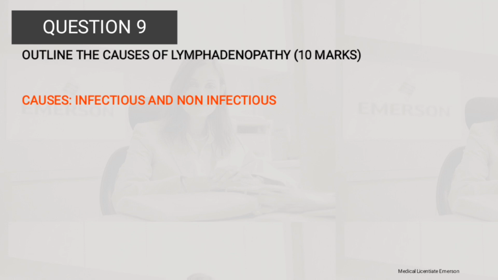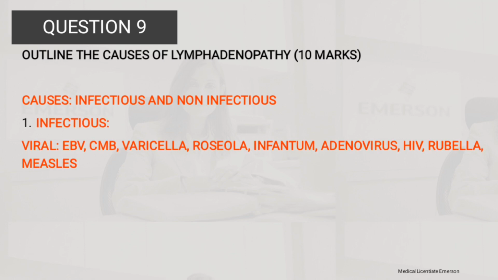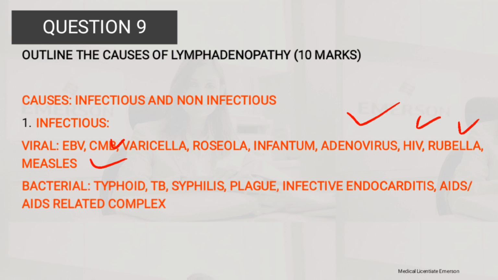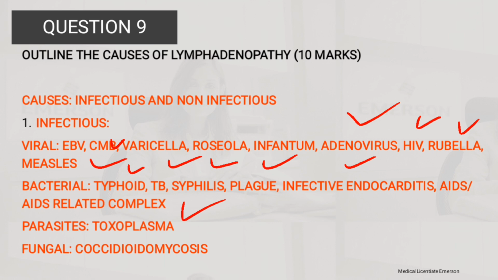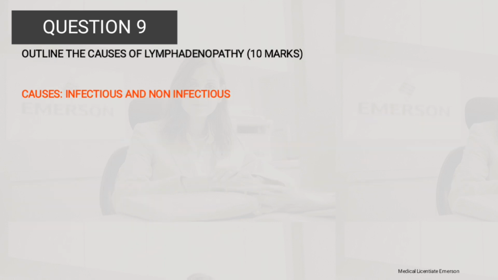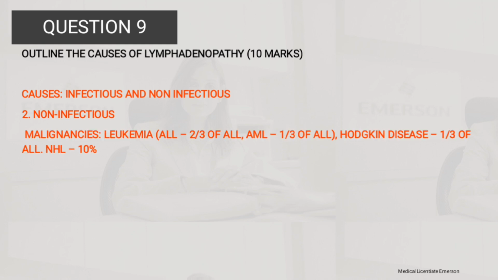So causes of lymphadenopathy, we have infectious and non-infectious causes. For infectious causes, we have viral causes such as Epstein-Barr virus, CMV, varicella, roseola infantum, adenovirus, HIV, rubella, measles. Then for bacterial, we can have typhoid, TB, syphilis, plague, infective endocarditis, AIDS, and AIDS-related complex. Then for parasites, we can have toxoplasma. Then for fungal, we can have coccidioidomycosis. Those are the infectious causes. Then for the non-infectious, we can have malignancies such as leukemia.